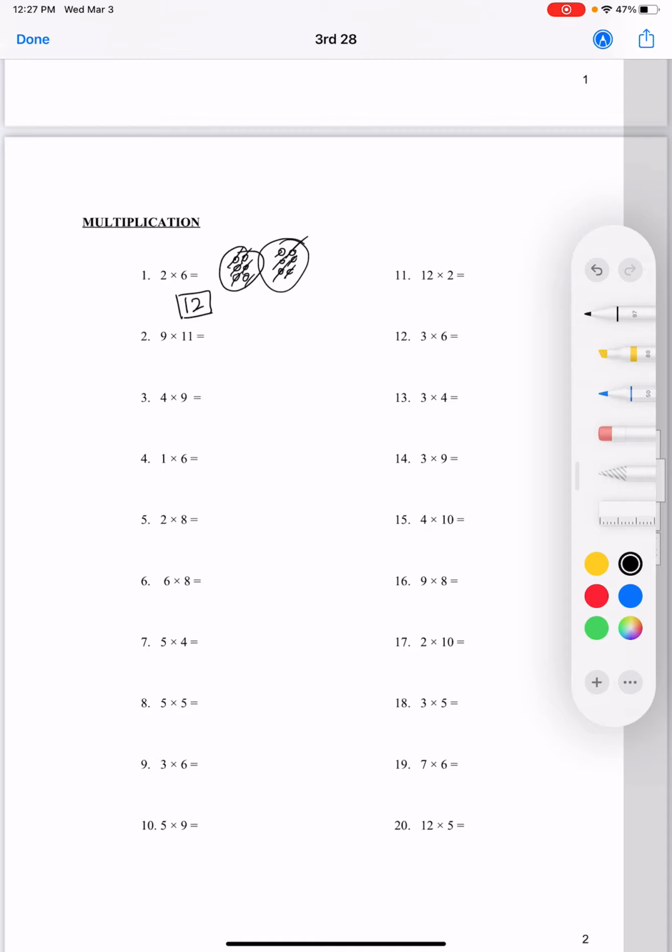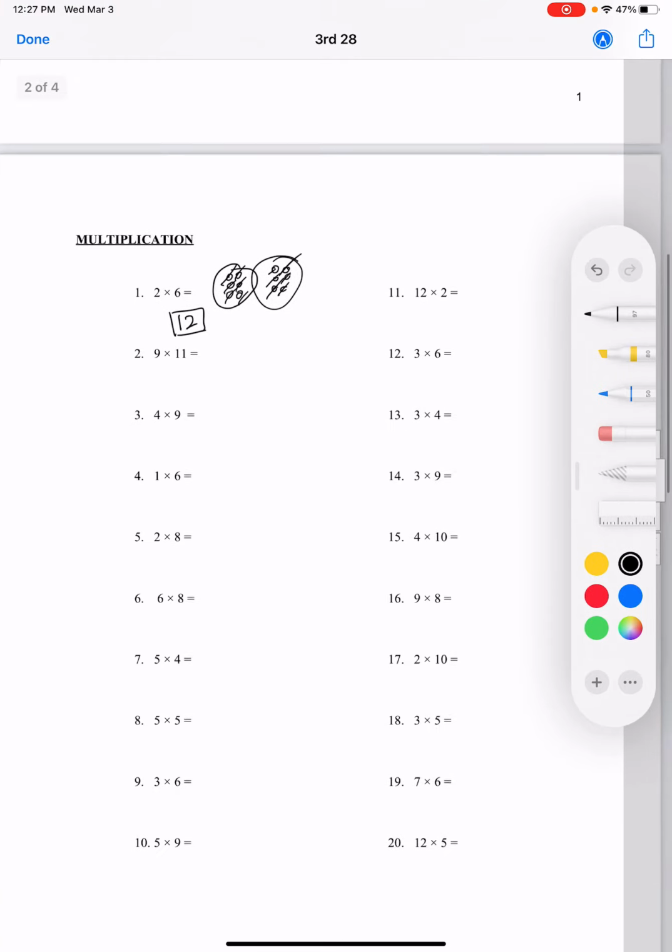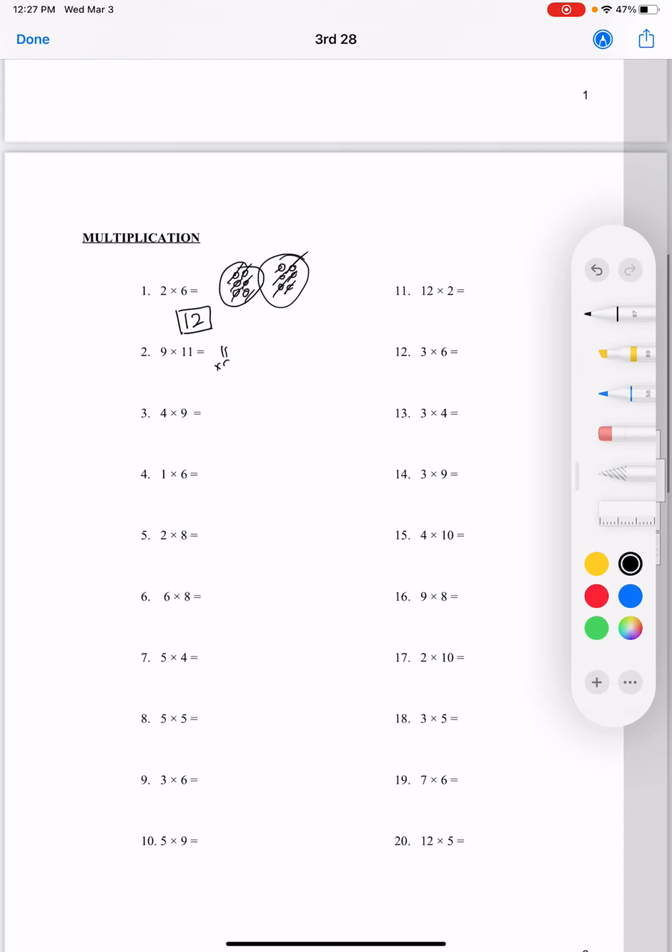Now, if you're multiplying with a double-digit number, you can do long multiplication. So 11 times 9, what's 9 times 1? We know that 9 times 1 is 9. 9 times 1 is also 9, so our answer will be 99.